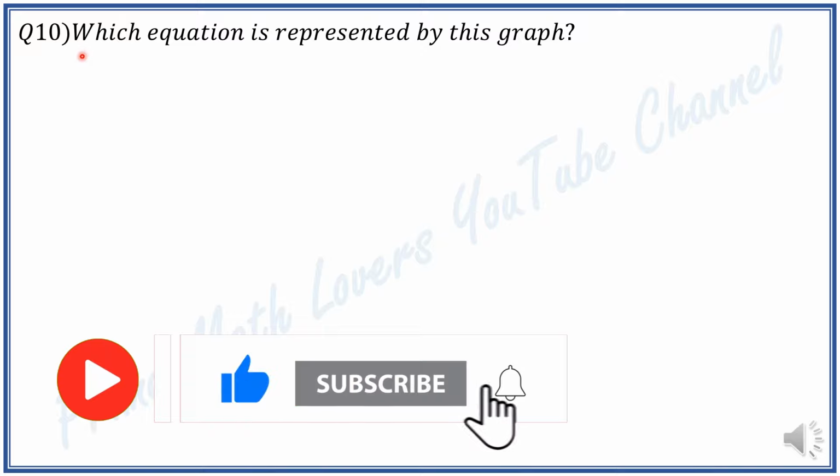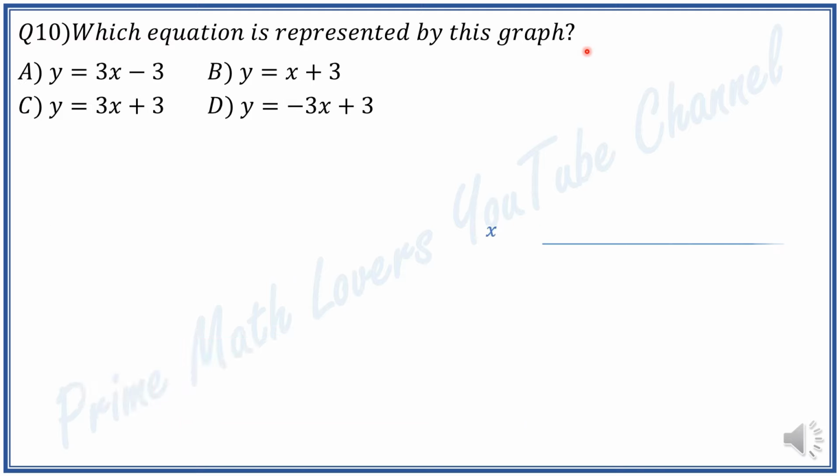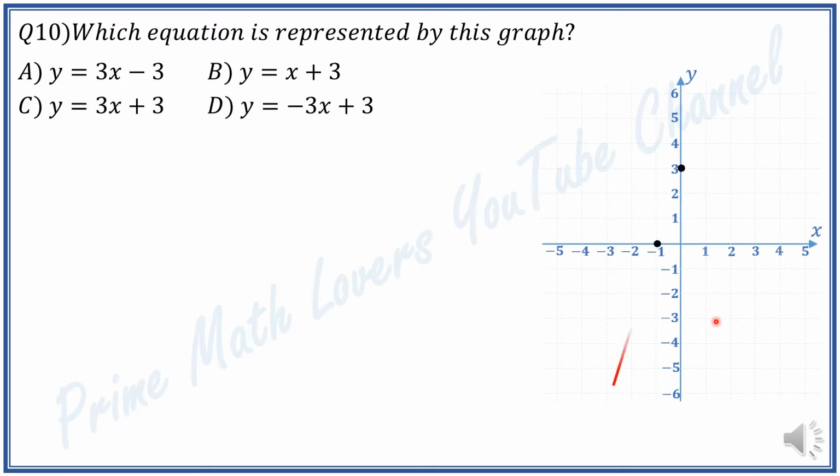Question 10. Which equation is represented by this graph? A, y is equal to 3x minus 3. B, y is equal to x plus 3. C, y is equal to 3x plus 3. And D, y is equal to negative 3x plus 3.